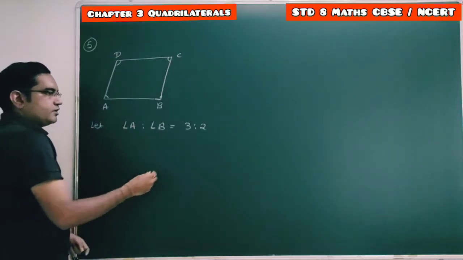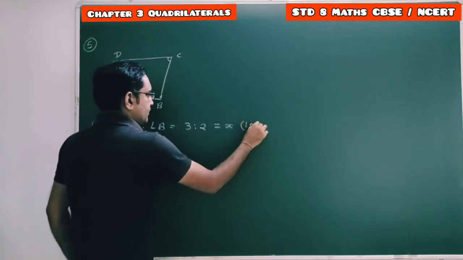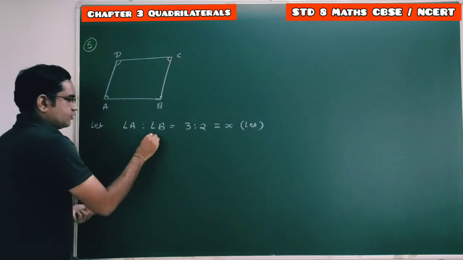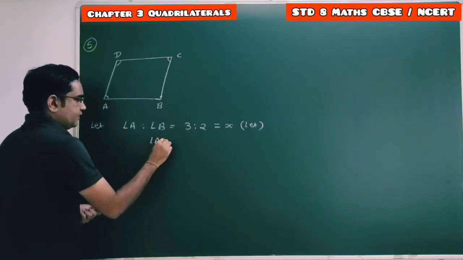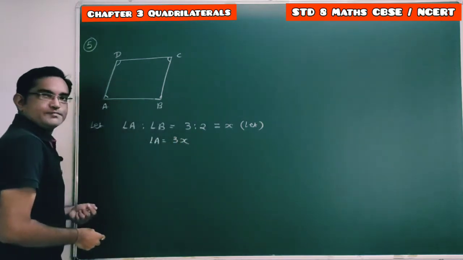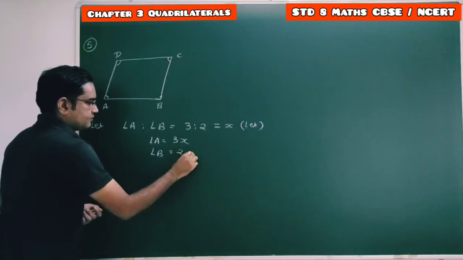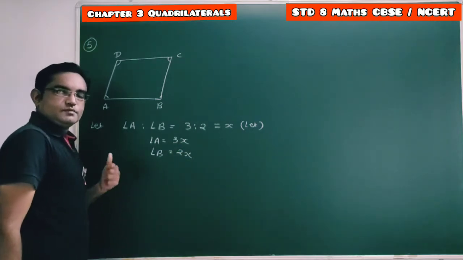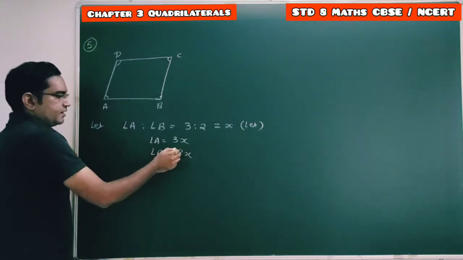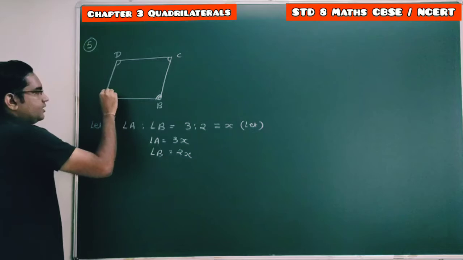Whenever the ratio is given, we take that ratio equal to x. So let's say this ratio is x. From this we can say the measure of angle A is 3x, and the measure of angle B is 2x. Clear? Now the measures of these two angles are 3x and 2x. What about these two angles?